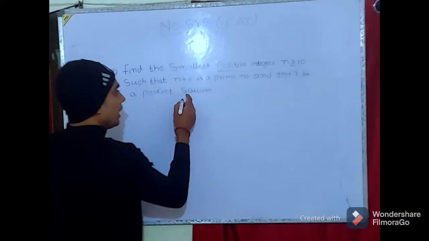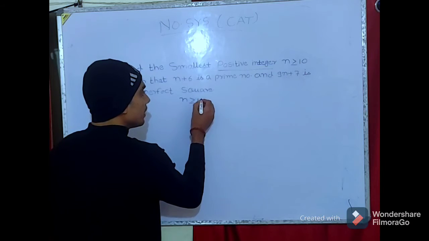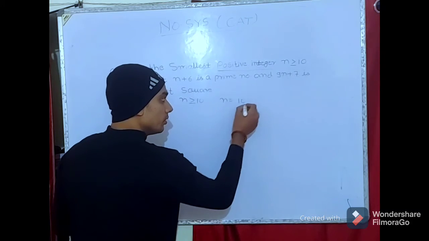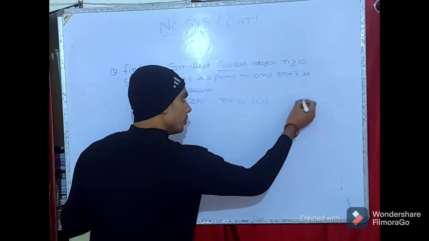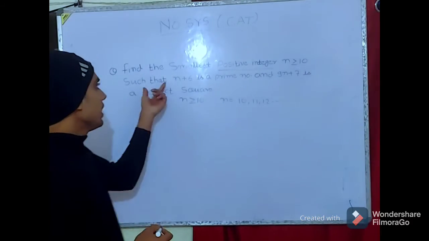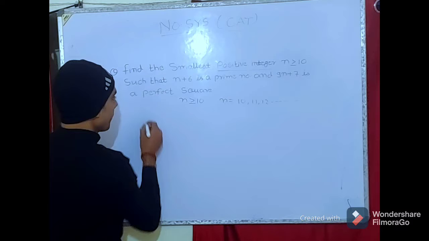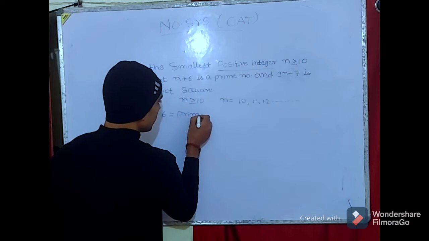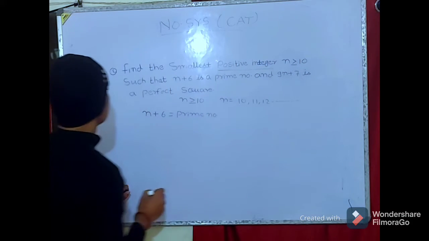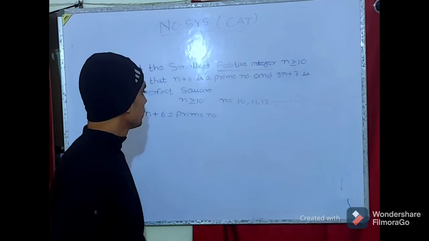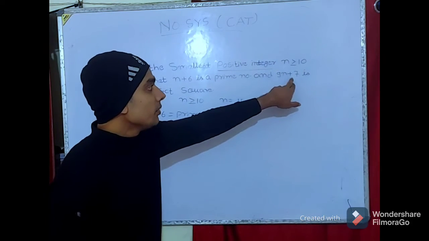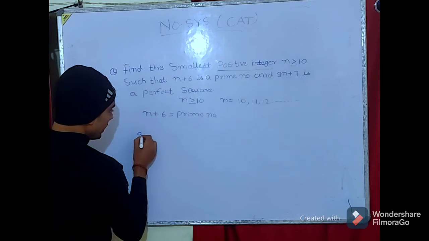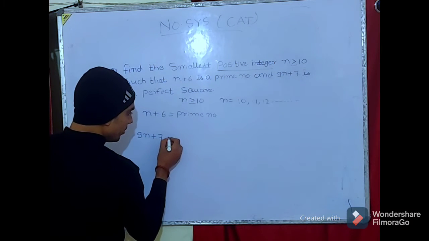So n is greater than or equal to 10. It is necessary. It means the value of n is either 10 or 11 or 12 and so on, such that n plus 6 is a prime number, and 9n plus 7 is a perfect square.